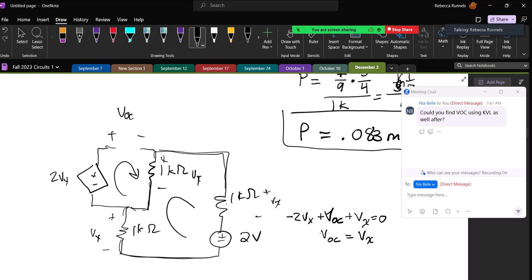Now from this other loop, I would have plus 2 minus Vx minus Vx minus Vx equals 0, or 3Vx equals 2, or Vx equals 2/3. And so Vx equals 2/3, or V open circuit also equals 2/3. So that is a way to do it using KVL.